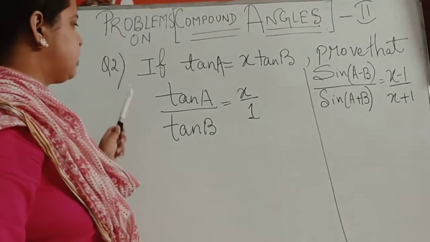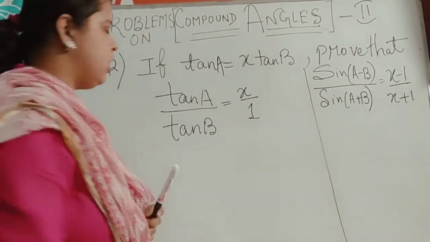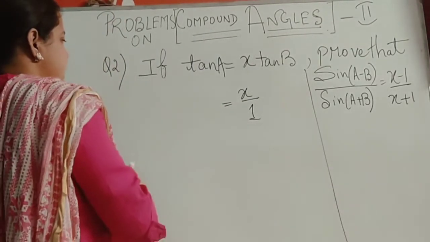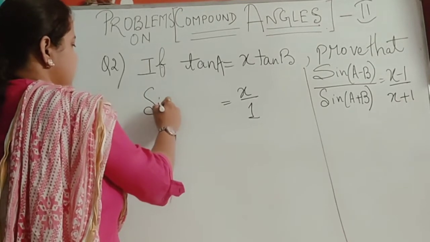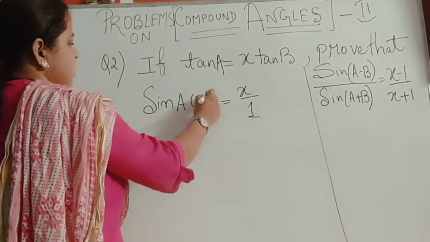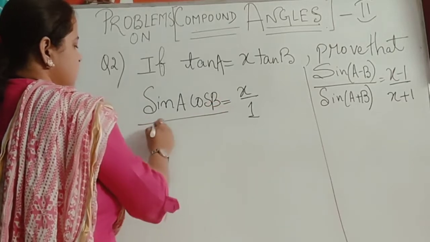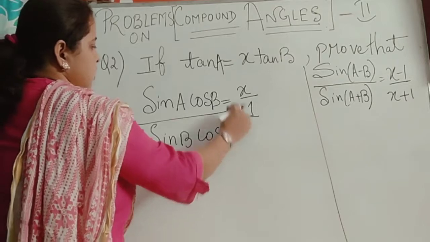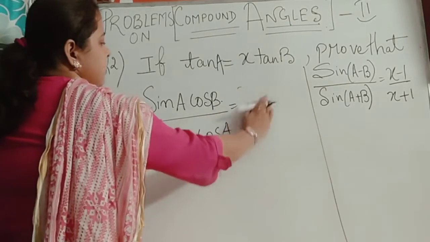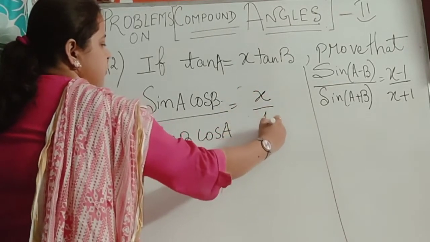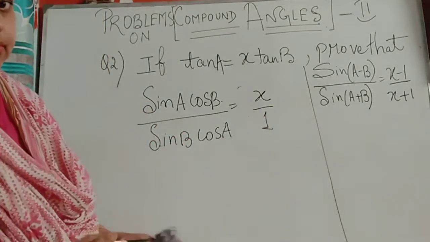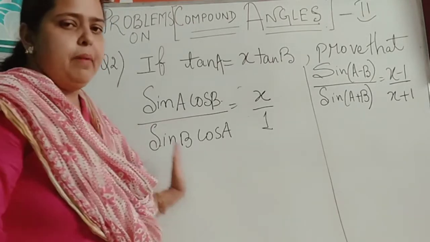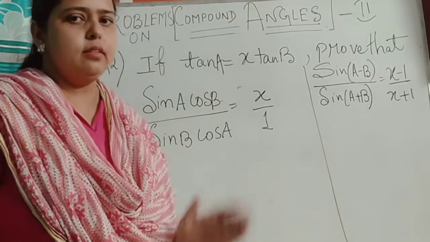After converting this tan A and tan B into sine and cos, I am going to write down the expression as sine A cos B by sine B cos A. What I did, I have converted the tan into sine and cos. Let's apply componendo and dividendo.